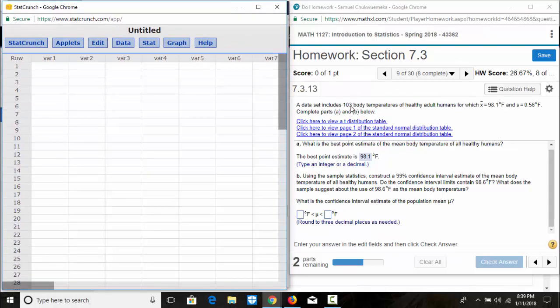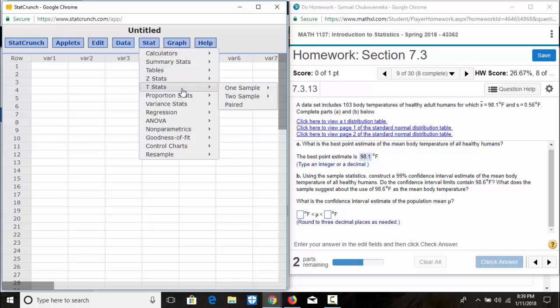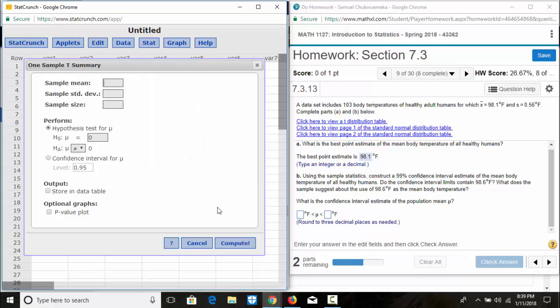The sample size is 103, so that's fine. Now they gave us the sample standard deviation, so we will use t-stats. We'll use critical t-stats. You go to stats, t-stats, one sample with summary. The sample mean here is 98.1. The sample standard deviation is 0.56. The sample size is 103.